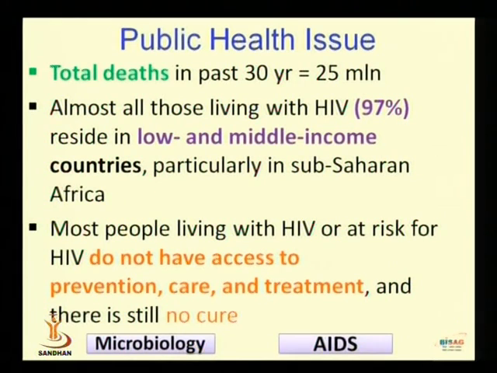These cases are very high in sub-Saharan African countries. And the irony is, most people living with HIV or at risk of HIV do not have access to prevention, care and treatment, and still there is no cure. That is, even after 30 years of this epidemic, scientists have not been able to come across a specific cure for this particular disease.